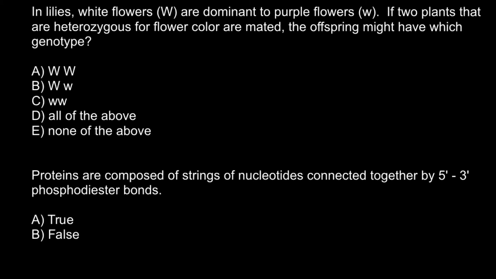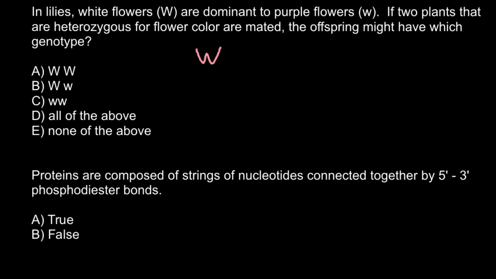In lilies, white flowers, that is W, are dominant to purple flowers, that is small w. If two plants that are heterozygous for flower color are mated, the offspring might have which genotype? And here are the 5 answers to choose from. To give an answer to this question is very easy. All we have to do is build a Punnett square.